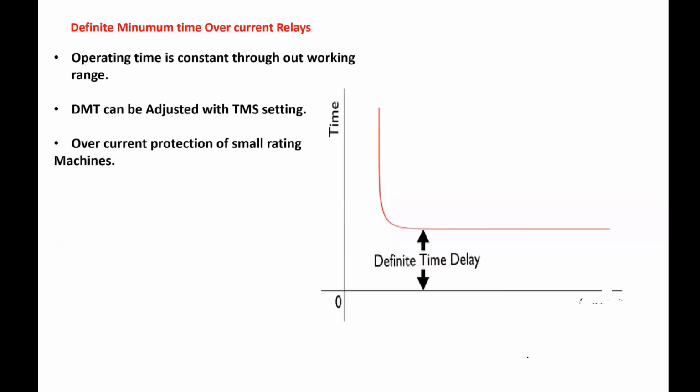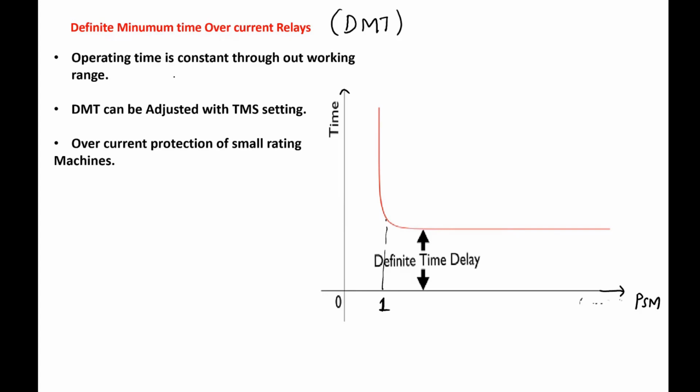Next type of relays are called definite minimum time overcurrent relays. In short form, we call them DMT relays. Okay. So here the operating time is constant. Again, it is a curve between PSM versus operating time. The relay will not operate when PSM is equal to 1. The operating time is constant throughout the working range.